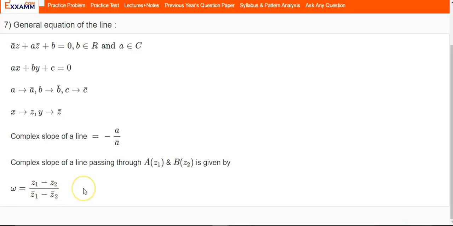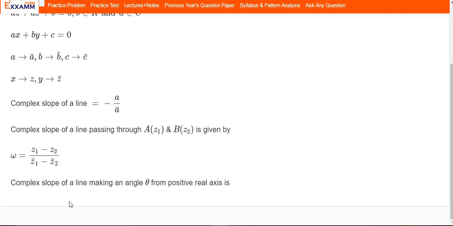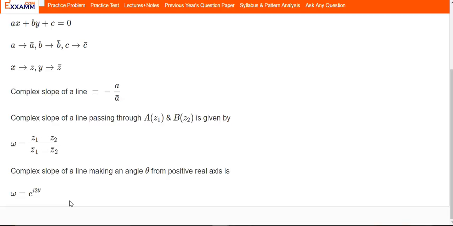In coordinate geometry it was (y2 minus y1) upon (x2 minus x1), but here it is (z1 minus z2) upon (z1 bar minus z2 bar). The complex slope of a line making an angle theta with the positive axis, you can easily check, is equal to e to the power i 2 theta. I am not going into details of this, but you should remember this particular fact.